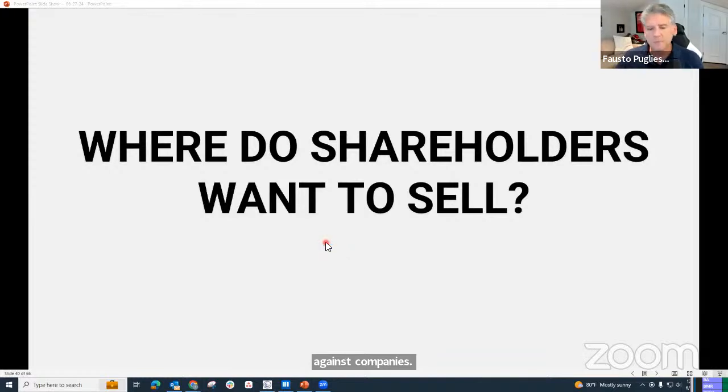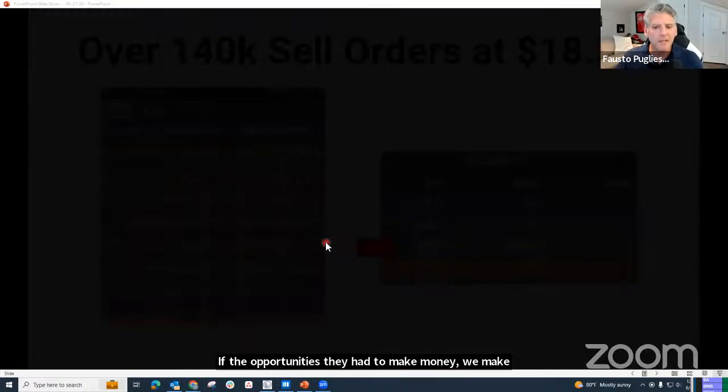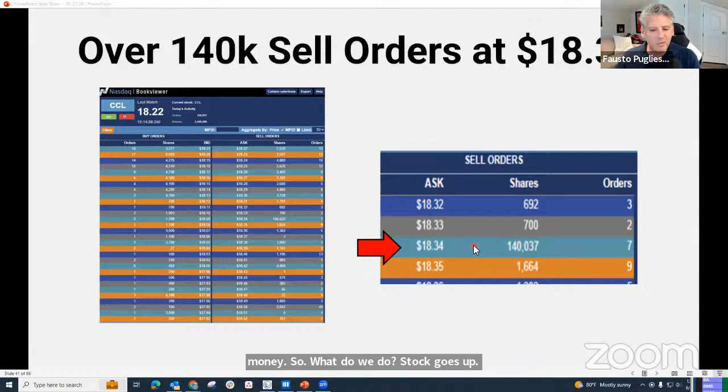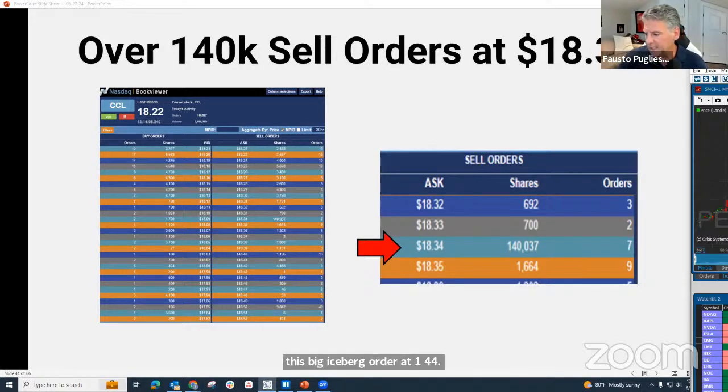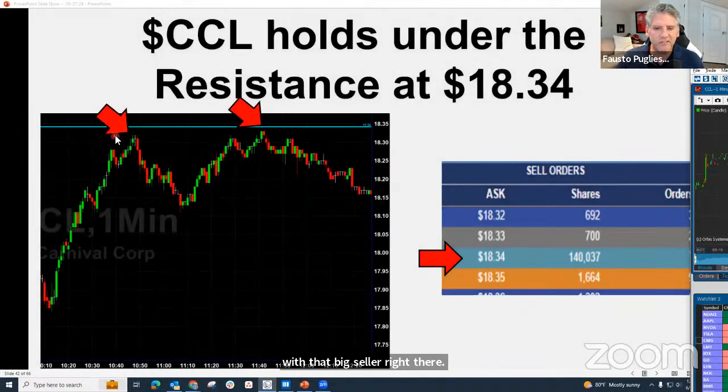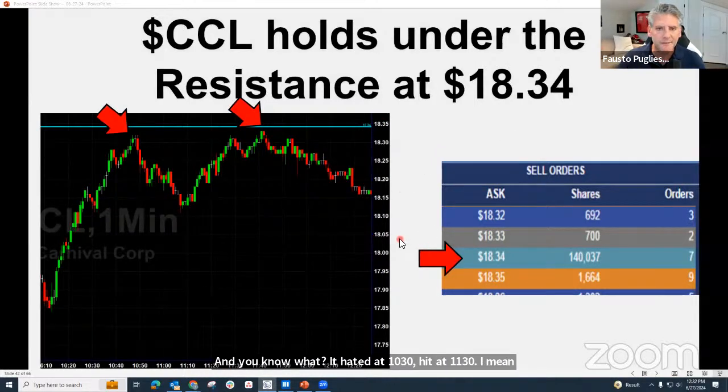So what do we do? Stock goes up. We need to know where to sell. Well, we were getting to this big iceberg order at 144. And you could see here the stock, with that big seller right there, what do you think is going to happen? It's going to hit that resistance and it's going to go back down. And you know what? It hit it at 10:30, it hit it at 11:30. I mean, what more do you need to see other than it was a big iceberg order out there trying to get out of that trade?